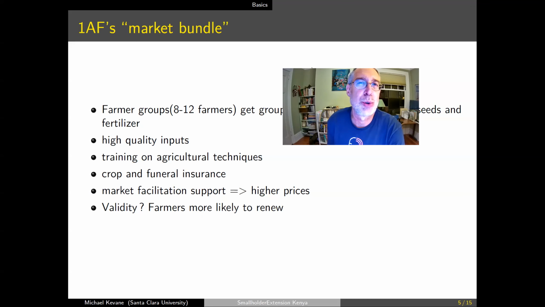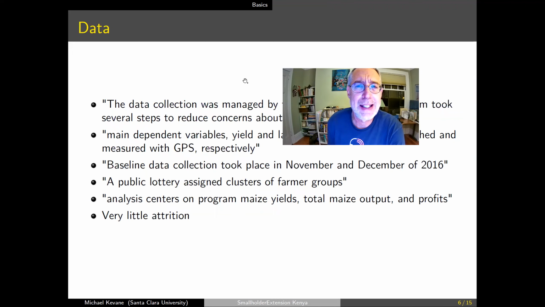So in order to assure that they got really good prices for their crops, rather than selling to any kind of market wholesaler who happened to come by and tempted them with immediate cash, but at a low price for their crop. And the data collection is interesting because the data collection was managed by the organization doing it. So you might think, oh, they have an interest in making the program look really good. So they took a number of steps to reduce concerns about that kind of bias.